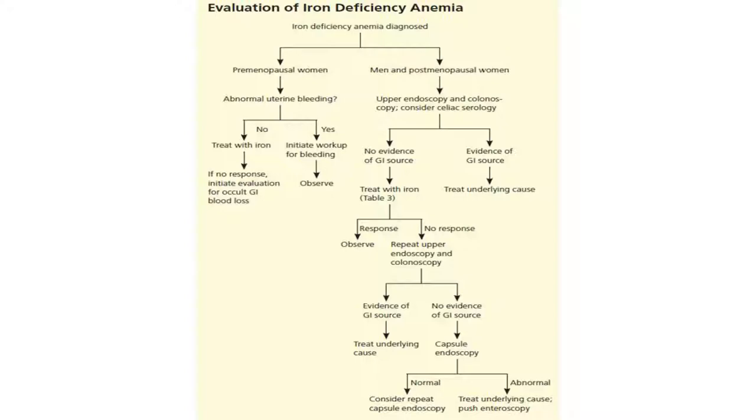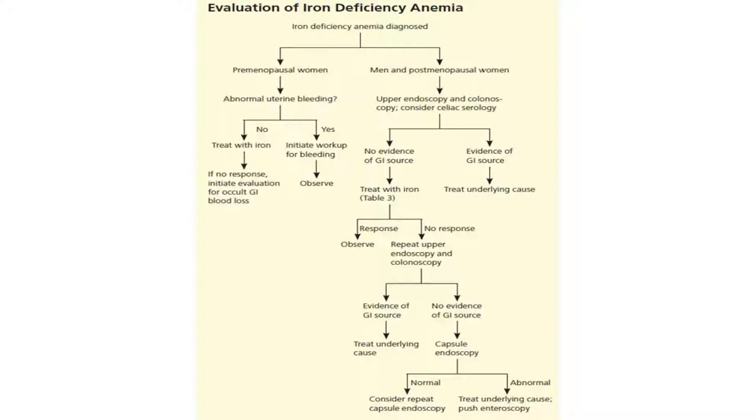And this is the evaluation of iron deficiency in terms of bleeding. In premenopausal women, if we have abnormal uterine bleeding, then we should treat with iron. If we don't have a response, then maybe we should check the compliance, see how your patient is bleeding, and look for other causes of bleeding.